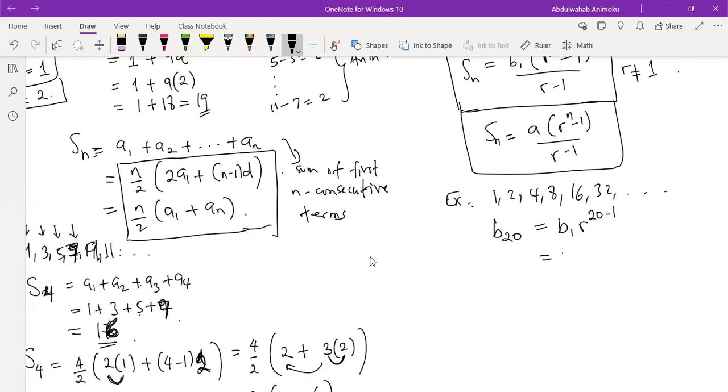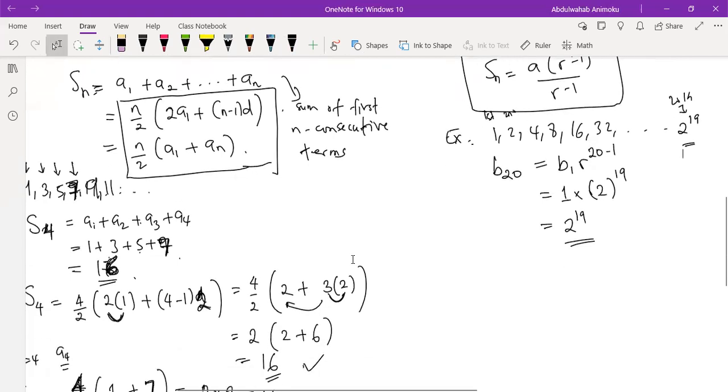So what is B1? B1 is basically 1 times r. What is r? Don't forget r is 2. 20 minus 1 is what? 19. So the answer will just be 2 raised to power 19, right? As you can see, this is the first one, this is the second term. So when you get to the 20th term, this will give us 2 raised to power 19. Okay, as easy as that.